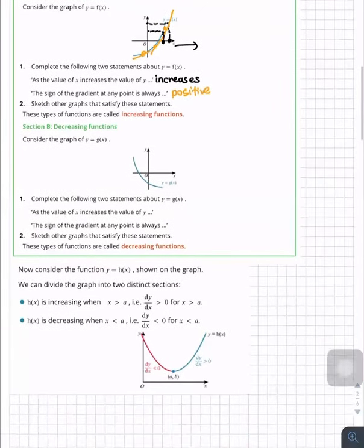Okay. Now, the second part is a bit complex. If you know, then you can do it. What does it say? Isabel, read for the class, girl. Number 2. Sketch another graph that satisfies this statement. Continue. This type of function is called an increasing function. Okay, what is known as an increasing function? When the gradient keeps increasing. Okay, when the gradient keeps increasing. And then they say you have to sketch. Now let's sketch, how to sketch.